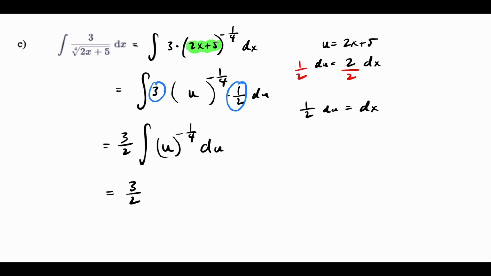So I have 3 over 2, still outside, and then I have u to the 3/4. But I need to divide by 3/4, right? So dividing by 3/4 is the same as multiplying by 4/3. So that's what I'll end up doing. Multiply by 4/3 plus c.